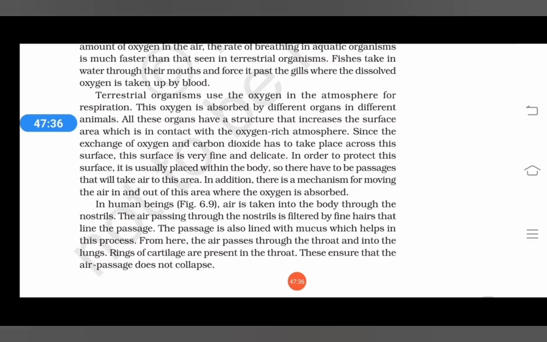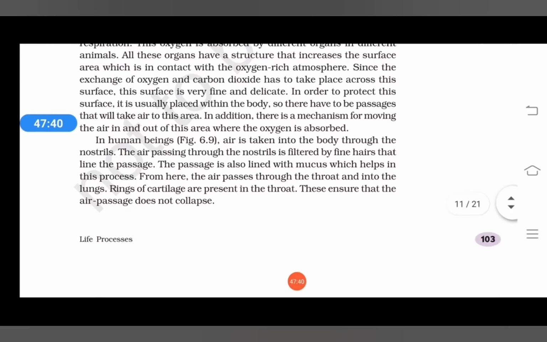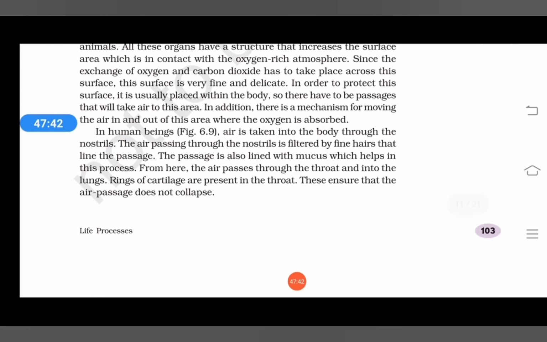So, how does the respiration process take place in humans? In human beings, the air is taken into the body through the nostrils. The air passing through the nostrils is filtered by the fine hairs that line the passage. The passage is also lined with mucus, which helps in the process. From there, the air passes through the throat and into the lungs.